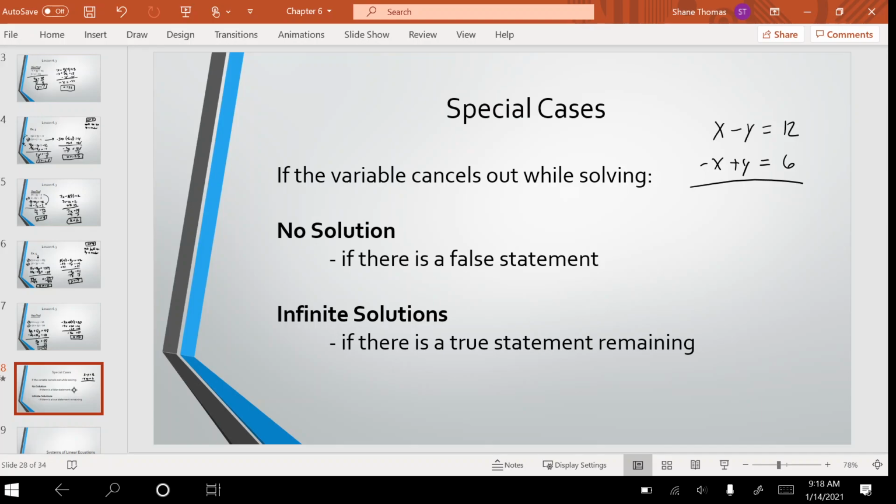If that's your setup, well, then I'm looking at it going, all right, my x's cancel out. Well, guess what? My y's cancel out too, don't they? So I end up with 0 equals 18. Is that true or false? It's false. So that's going to be no solution, and you stop right there. You don't have to go any further.